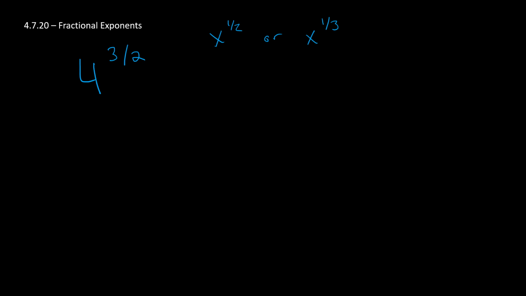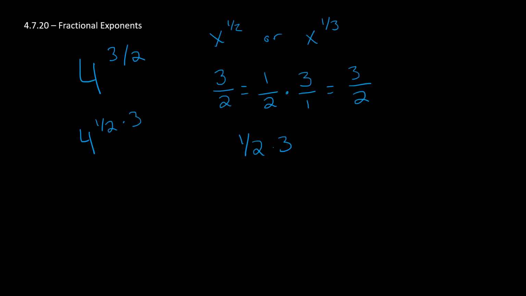Okay. Well, if I'm going to just split this up here, what we're able to do is say that 3/2 is the same thing as 1/2 times 3. Right? If we were to multiply this across, 1 times 3 is 3, 2 times 1 is 2. So this is what I'm looking at here. I really want this 1/2 times 3. So I can say 4 to the 1/2 times 3. So we split this up.